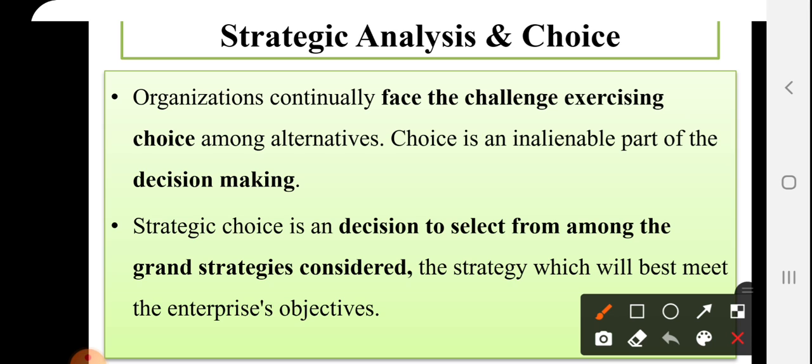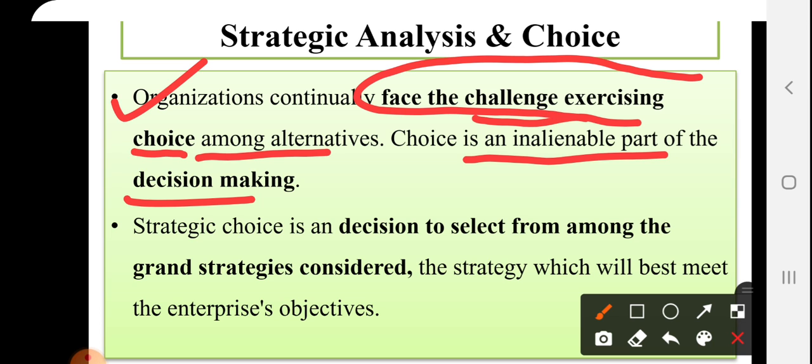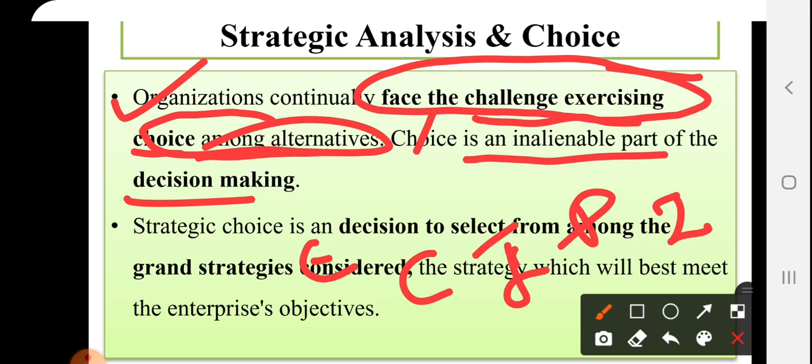Organizations continuously face the challenge of exercising a choice among alternatives. Choice is an integral part of decision making. Should we go for expansion strategies, and in that, should we go for concentration, integration, diversification or internationalization? So it is the challenge of choosing from alternatives or from different options. Choice is an important part of decision making.